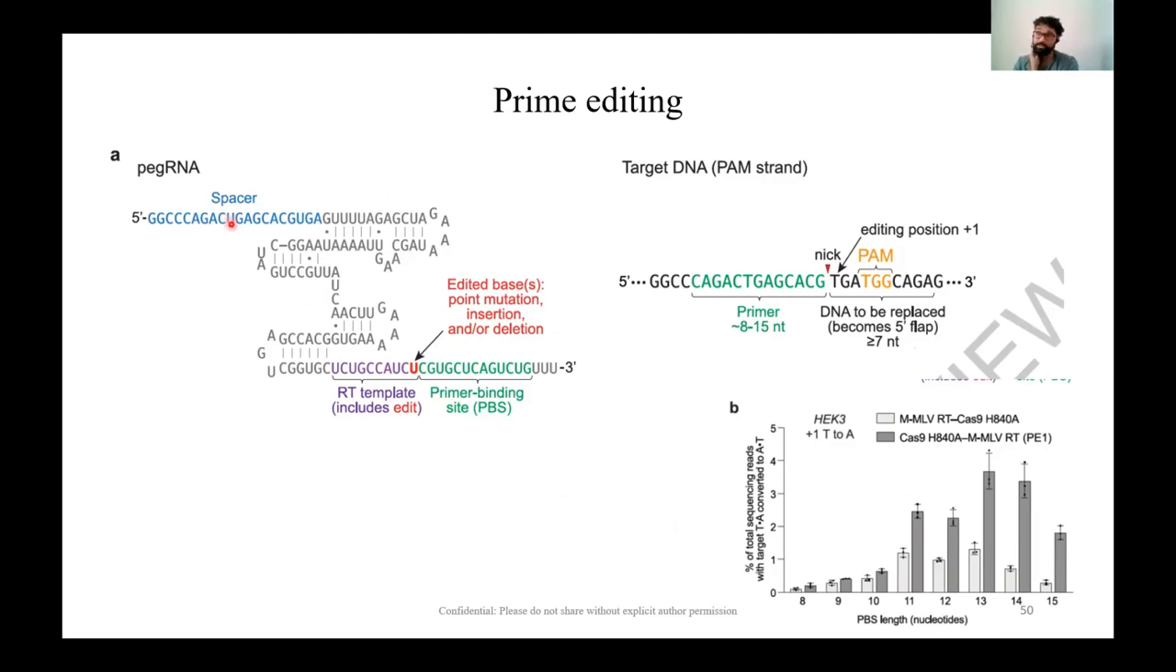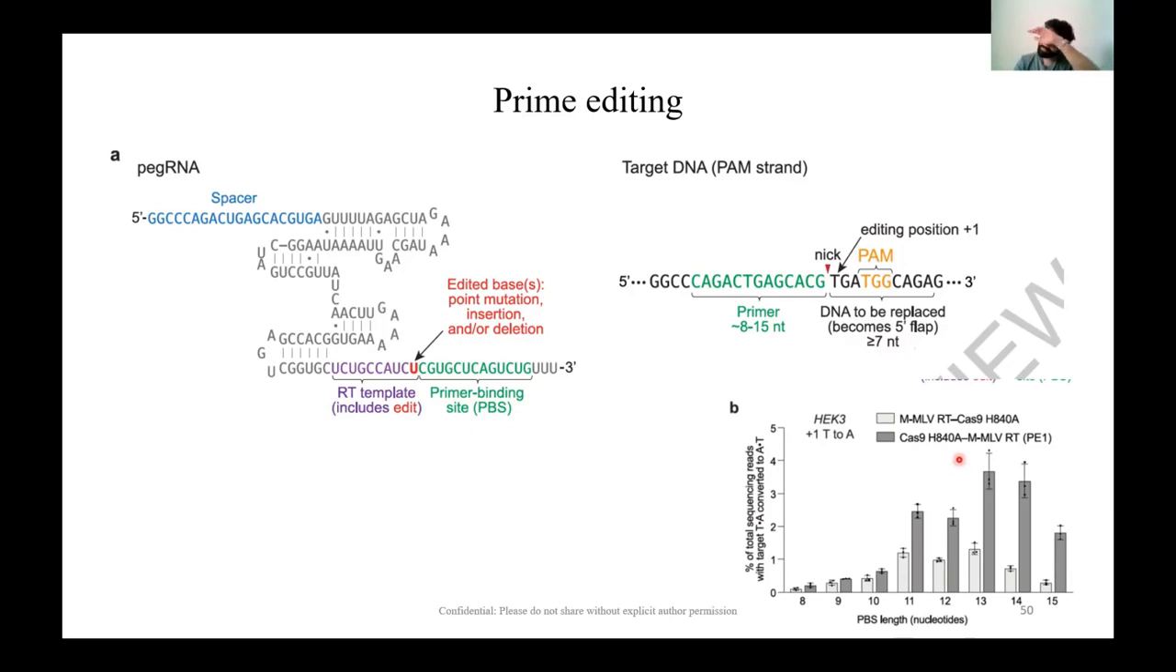So this is how it looks. You have your spacer region that binds to the DNA. Then you have your hairpin loop region that is synonymous to trans-CRISPR RNA. Then you have your reverse transcription template, the 15 base pairs, 13 base pairs we talked about. And then you have your primer binding site, which is exactly complementary to your binding region of interest.